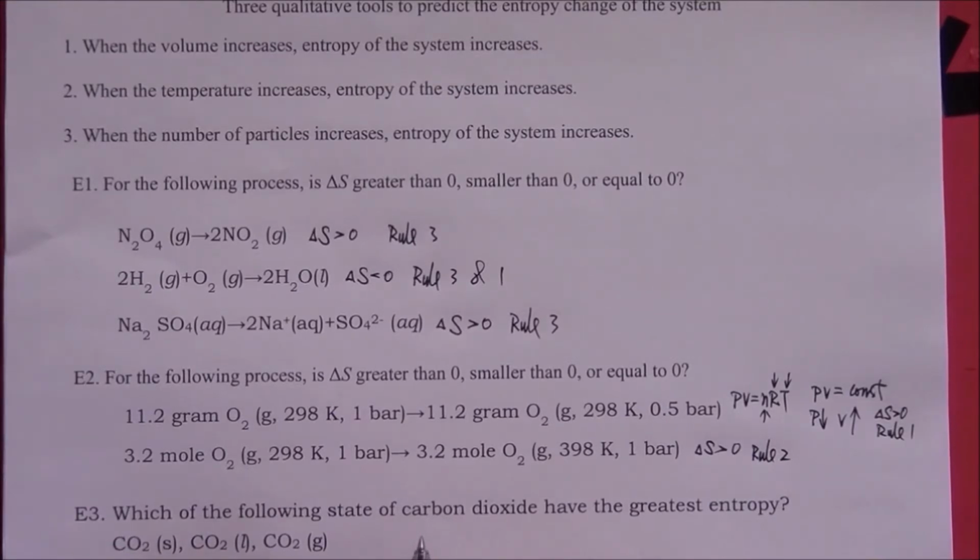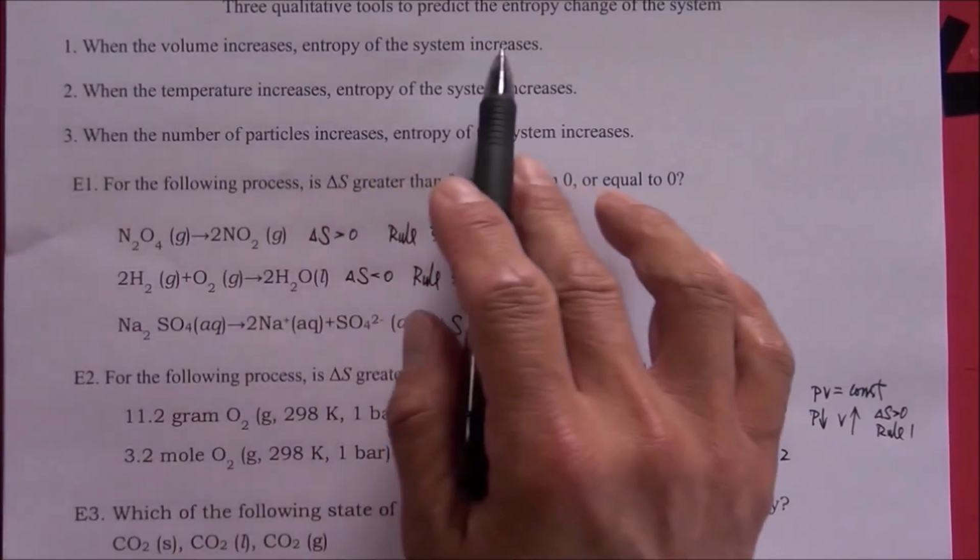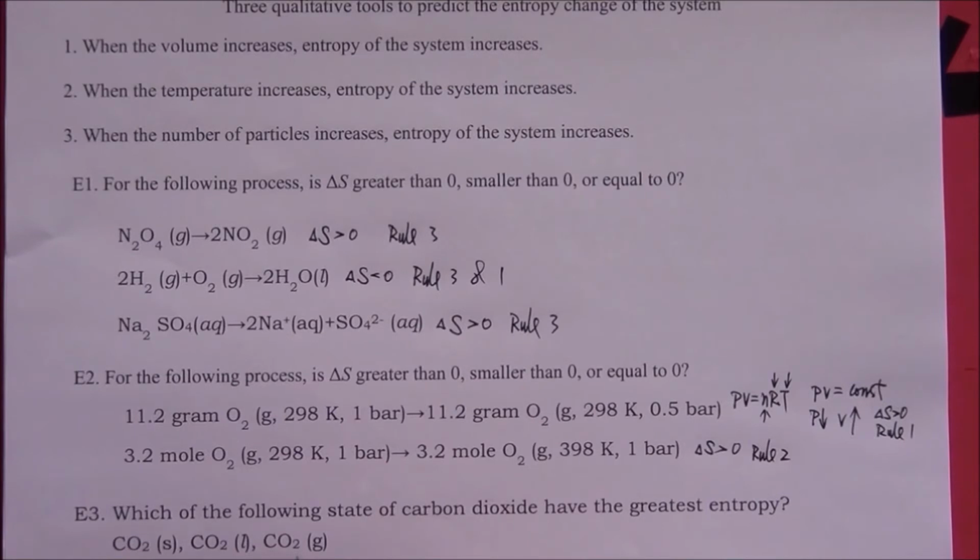Okay, problem number 3. Which of the following states of carbon dioxide have the greatest entropy? Carbon dioxide solid, carbon dioxide liquid, and carbon dioxide gas. We know that carbon dioxide gas should have the largest volume. According to rule number 1, the entropy of the carbon dioxide gas should be the greatest.